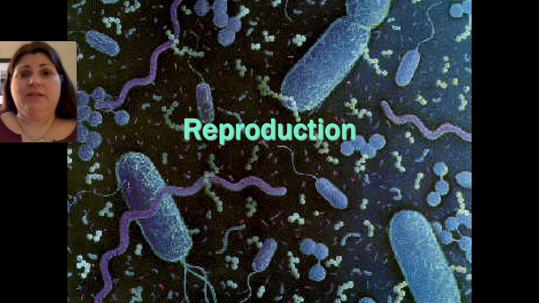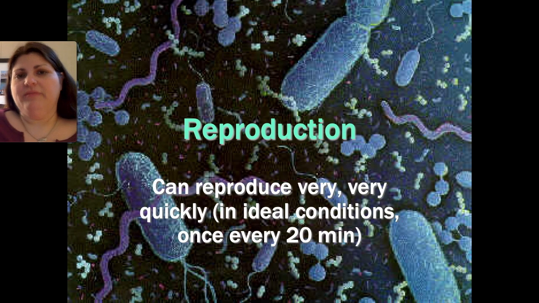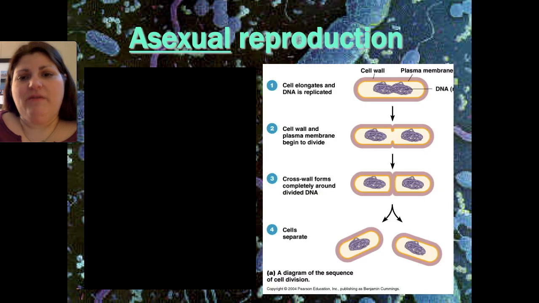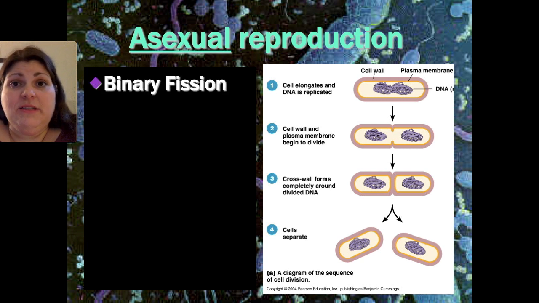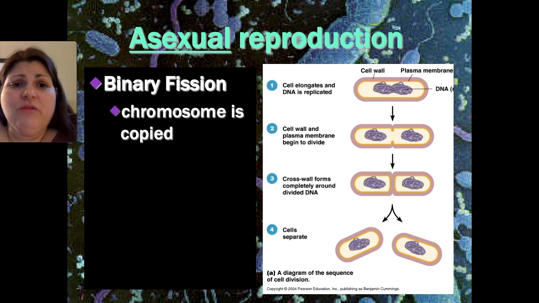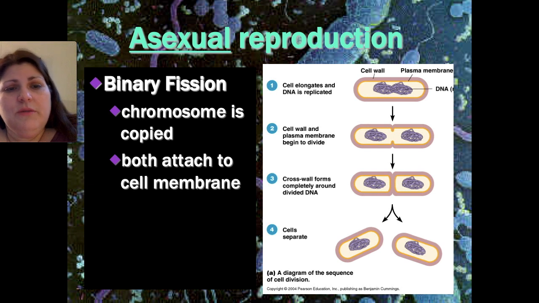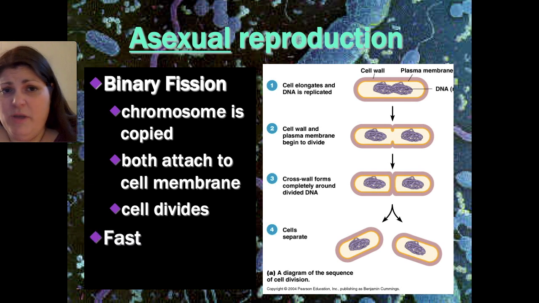Bacterial reproduction is also a review. We've covered it a number of times. Bacterial reproduction is very, very quick in ideal conditions, and it's through asexual reproduction. We call it binary fission. So binary fission happens in 3-4 steps depending on how you divide it. The first of which is the chromosome. Remember, they only have one. The chromosome is copied. Each of the two new chromosomes attaches to the cell membrane, and then the cell divides in half by building a new cell wall between them. Again, we call that binary fission.